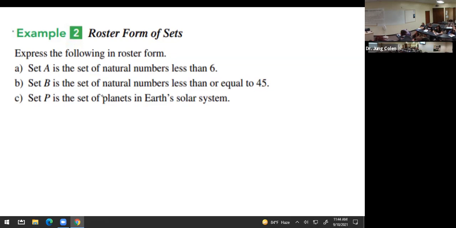Good. How about C? Is there any volunteer for that? Audrey, please. Mercury, Venus, Earth, Mars, Jupiter, Saturn, Neptune, and Uranus. There we go. Pluto is not anymore considered as a planet. Okay, so if you haven't put in Pluto, you should be as old as I am. Okay, are we good?